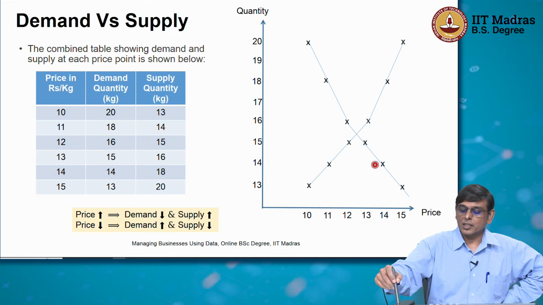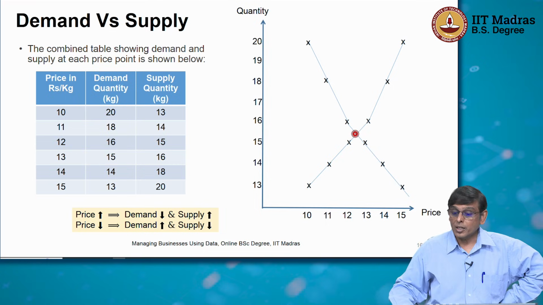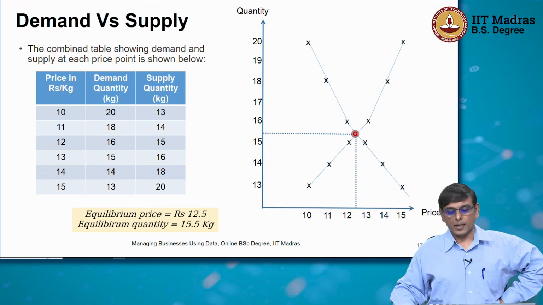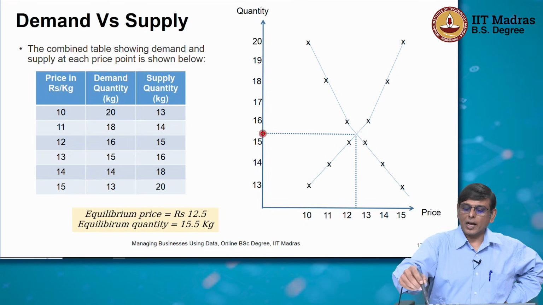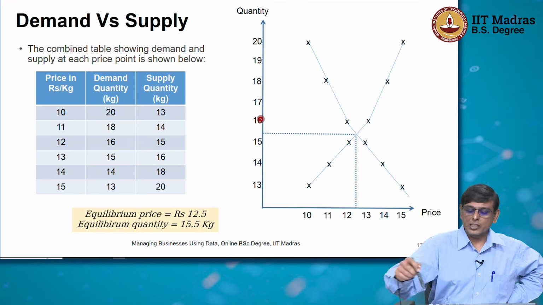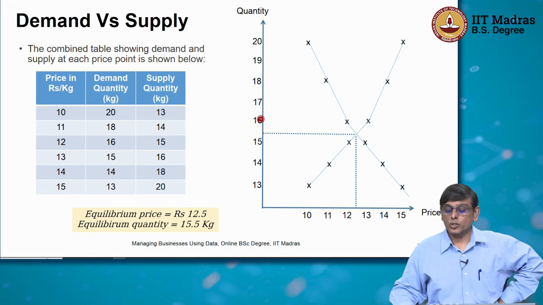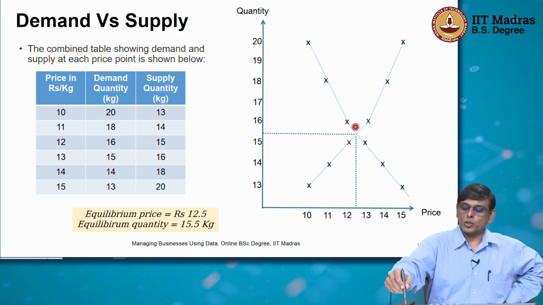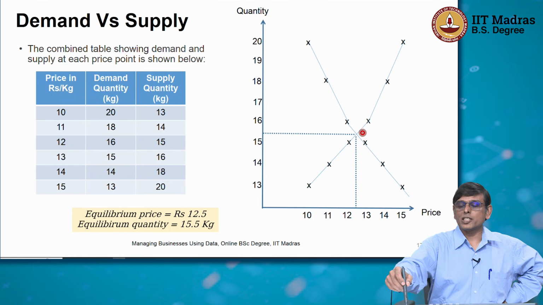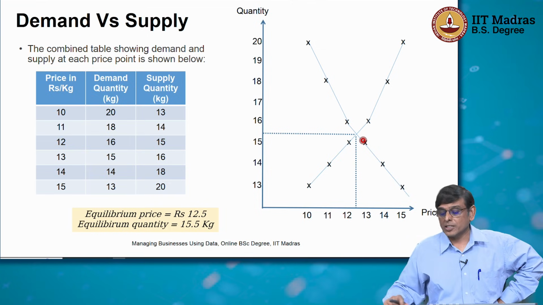So the price is moving both ways, and eventually it will end up here, which is called the equilibrium price. In this case the equilibrium price is between 12 and 13, and the equilibrium quantity is between 15 and 16. That is where the two curves intersect, and at this price of 12.5 rupees, everything that the seller is willing to sell, the buyer is willing to buy. So we say the market is cleared.